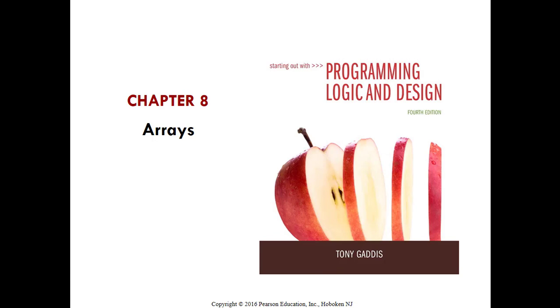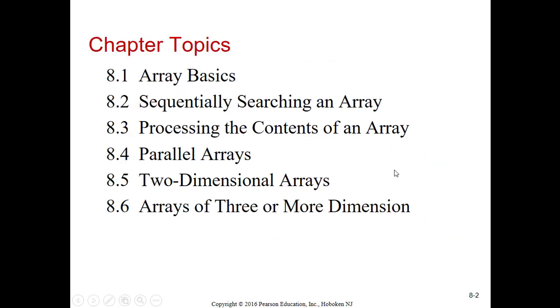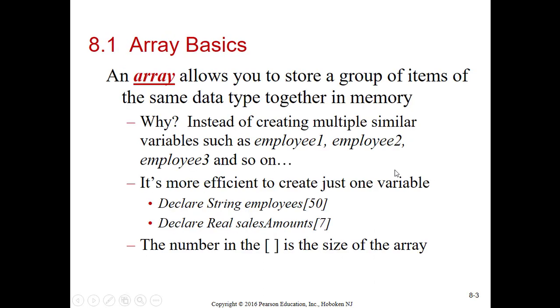In this video, we're going to talk about Chapter 8, Arrays. Here's the chapter topics. You can read over them when you're reading the chapter. An array allows you to store a group of items of the same data type together in memory. This allows you to create an array in memory instead of having to create a separate variable for multiple employees. Instead of creating multiple similar variables such as employee 1, employee 2, employee 3, and so on, an array is a more efficient way. It allows you to just create one variable, and inside of it, it has different elements.